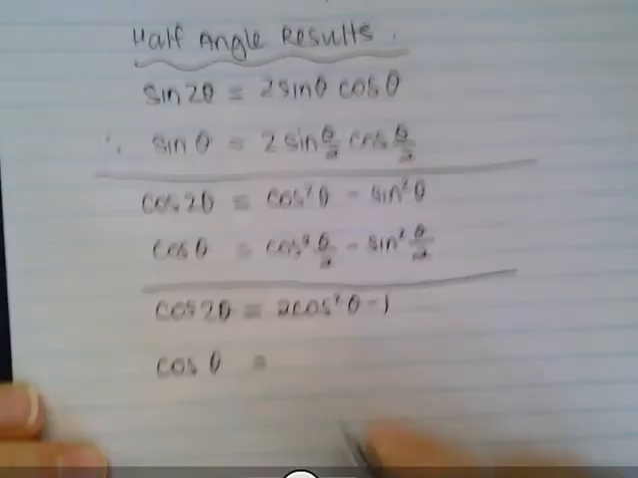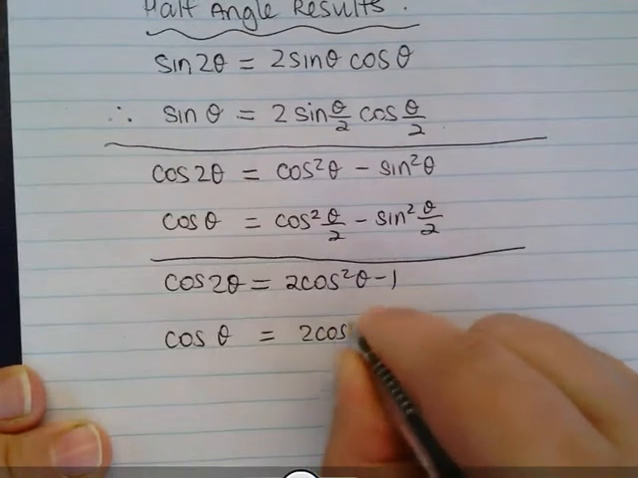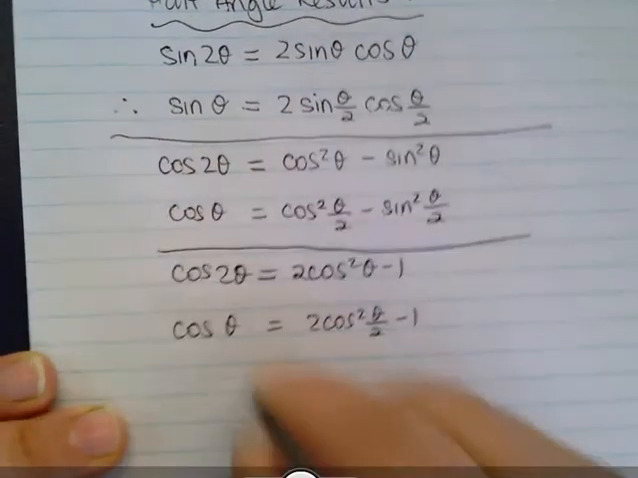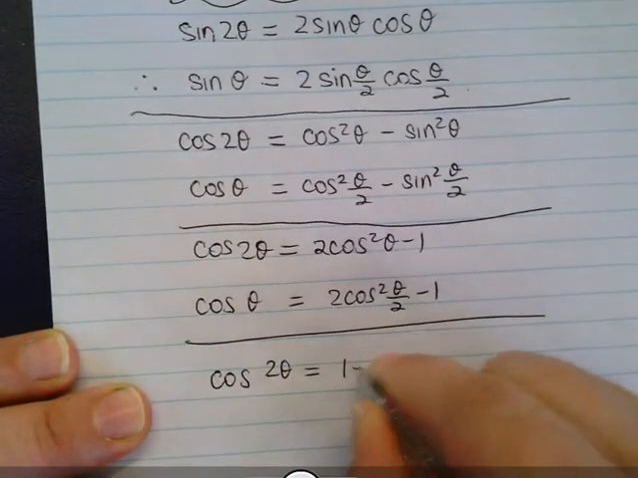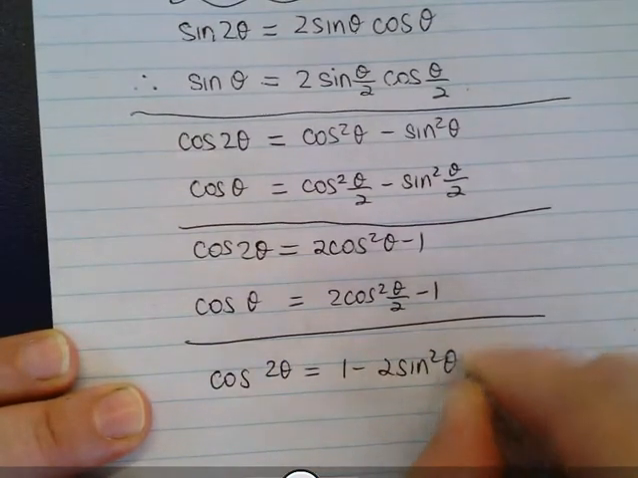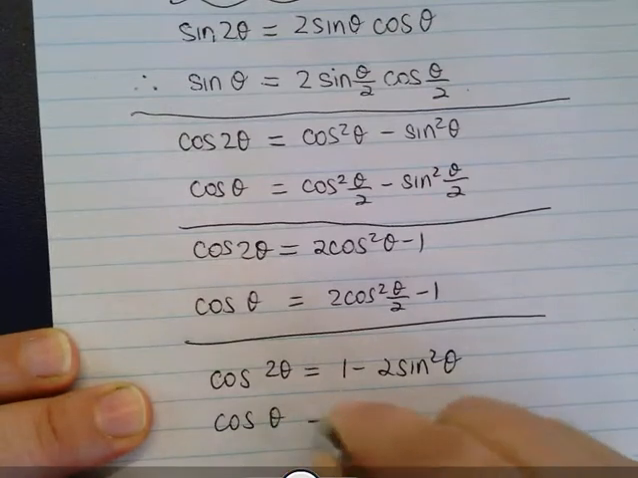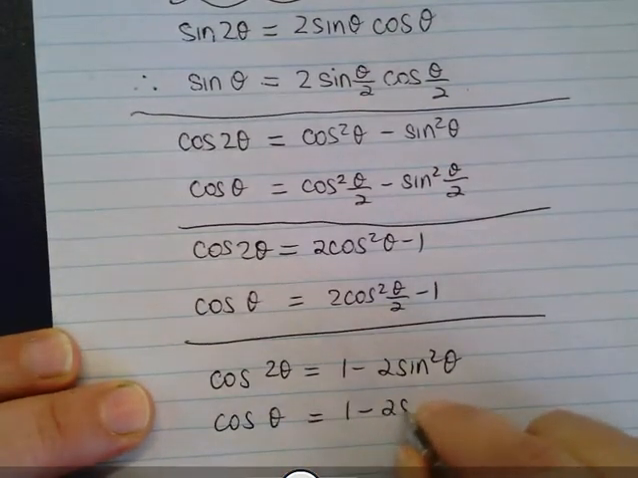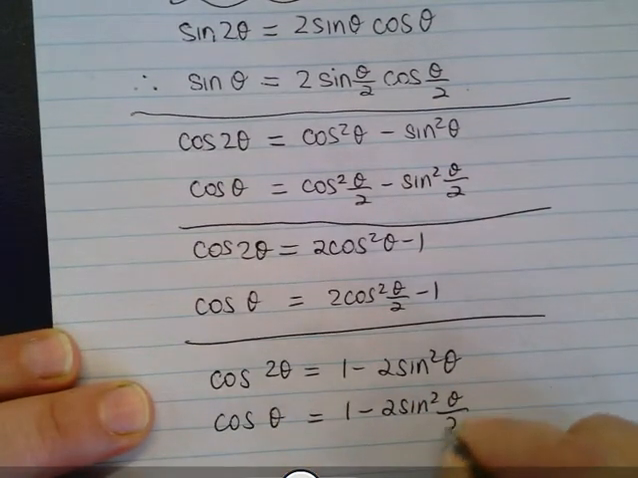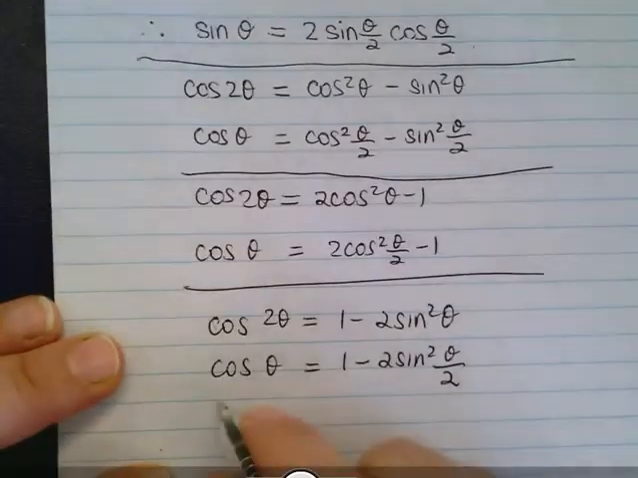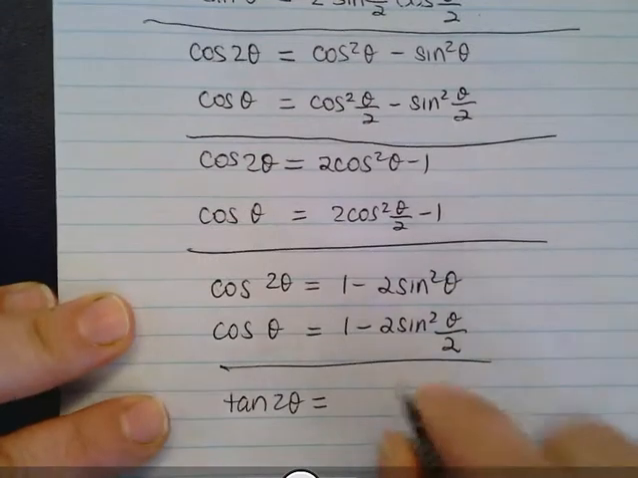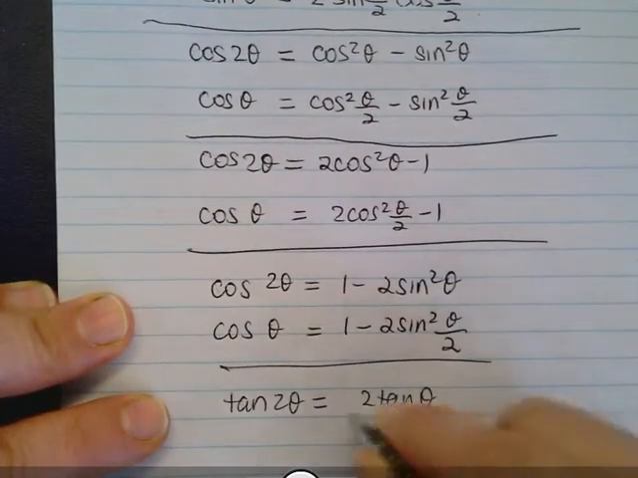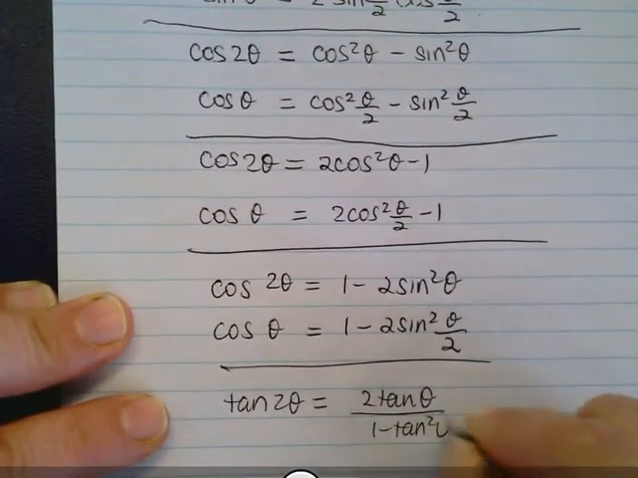Writing it as a half angle result, that's cos theta is 2 cos squared theta on 2 minus 1. The other result for cos 2 theta is 1 minus 2 sine squared theta. So writing the half angle result, that would be 1 minus 2 sine squared theta on 2. And you could also do it for the tan result. Tan of 2 theta is 2 tan theta over 1 minus tan squared theta.